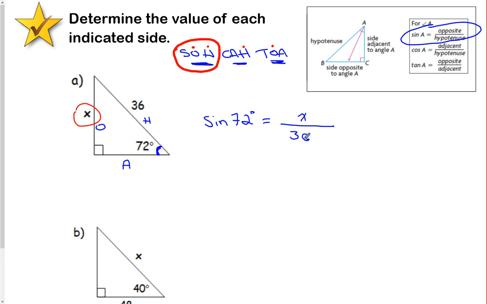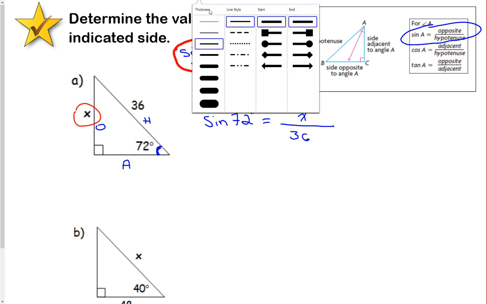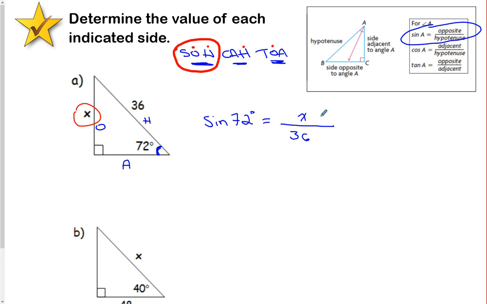Most common mistakes in basic trig is students mixing that up. So just go slowly and carefully. So that's the big step. I've set up my ratio. Now I need to get x by itself. Right now it's being divided by 36, so to get x by itself, I'm going to actually multiply both sides by 36. So I'll multiply this side by 36, and I'll multiply this side by 36.